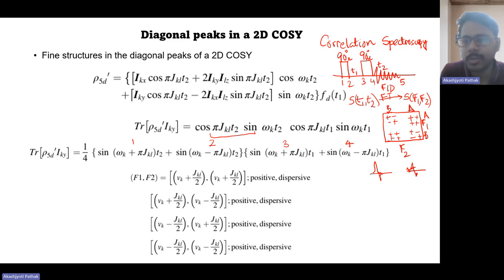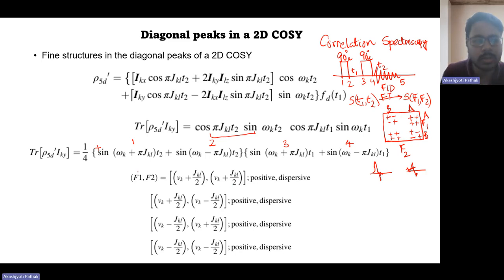So these 4 terms will result in 4 different peaks in the diagonal elements. Now, why have I indicated this plus plus plus plus? If you see these terms, they all have positive signs. That is why this is indicated in this form, plus plus plus plus.